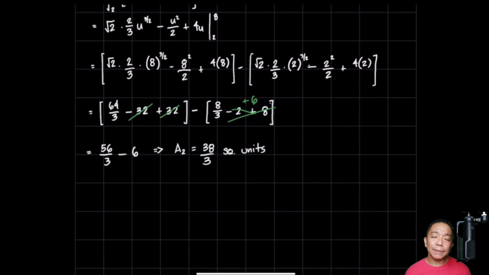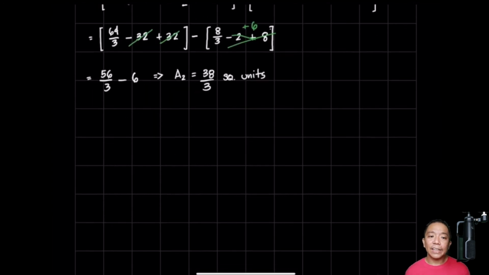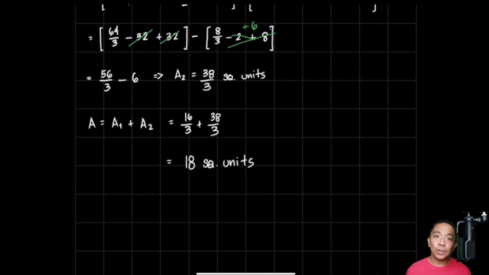Pero ano yung hinahanap natin? Yung total area. And the total area, of course, is the sum of the area of the first region and the area of the second region, which will give us 16 over 3 plus 38 over 3. And this will give us a nice round number of 18 square units. So that is the total area bounded by our parabola and line. Let's highlight this as our final answer.